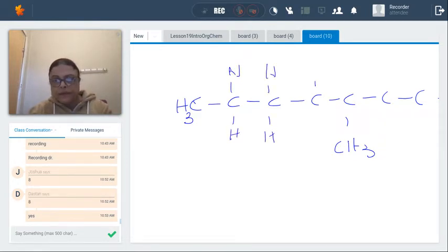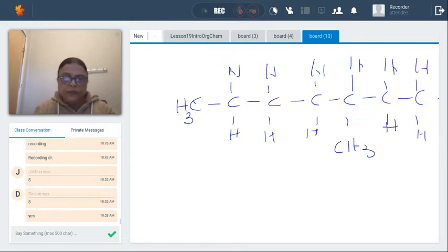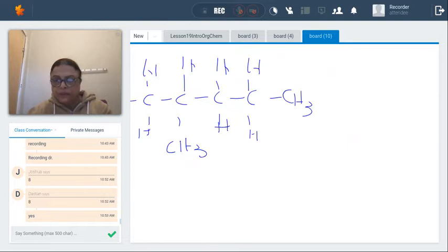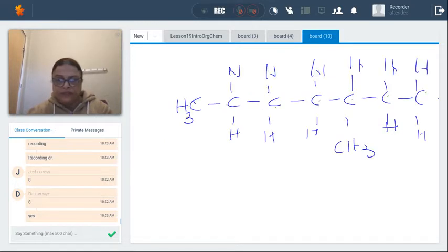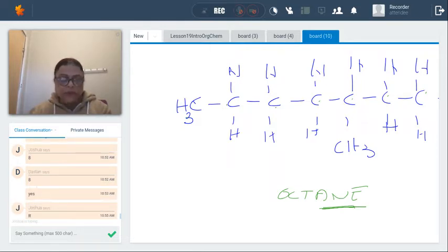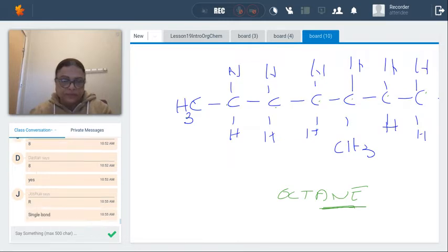Okay, so I counted that the longest chain is 8. 1, 2, 3, 4, 5, 6, 7, 8. So this is octane. Why is it octane and not octyne or octene? Joshua, answer me, please. It's only single bonds, so this belongs to the family of the alkanes.